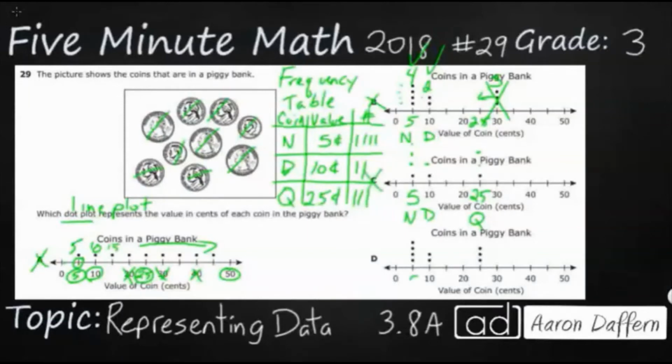So there is my 5-cent nickel. I've got 4 of them. Check. There is my 10-cent dime, I've got 2 of those. Check. And there we go. There's my quarter in the right spot, 25 cents. That is correct. There's 3 of them, so the answer is D.